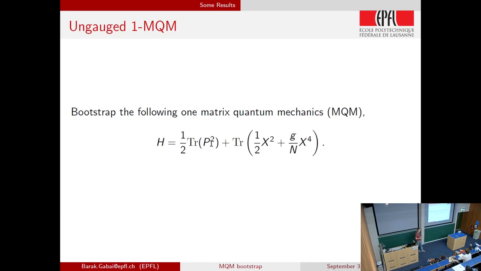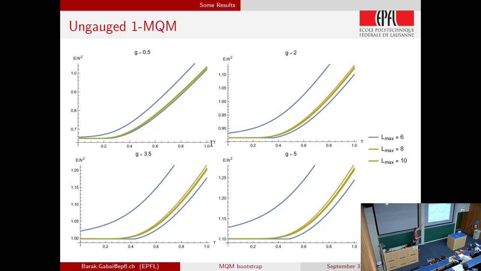This is ungauged. The gauge case at large N is solvable through looking at the density of eigenvalues, but the ungauged case is not solvable. So this is the simplest case that we can test our bootstrap with. And these are bounds on the energy, or the expectation value of the Hamiltonian, as a function of the temperature. And we see the convergence is pretty good.